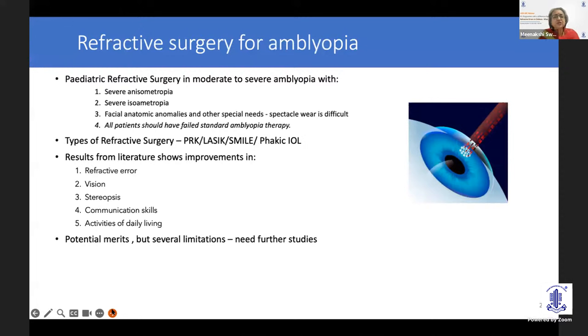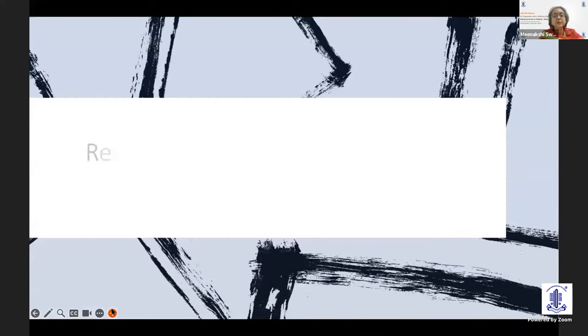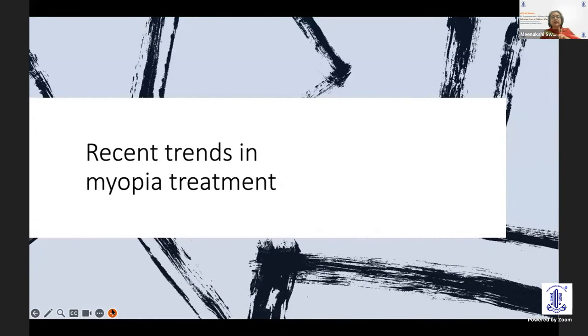Any type of refractive surgery can be offered, and the refractive surgery literature says a lot of improvement is there. Refractive error comes down, vision improves, stereopsis improves, and communication skills and activities of daily living, especially of this vulnerable population, definitely do improve. But there are definitely several limitations, and so we are going to need further studies before it becomes more popular. All right, so that's about refractive surgery. And I'm going to talk next about recent trends in myopia treatment.